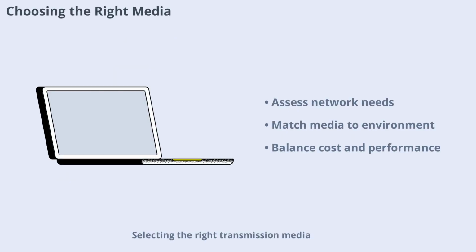Selecting the right transmission media depends on the network's requirements. Consider factors like distance, speed, cost, and security. For example, a small office might use twisted pair cables while a data center relies on fiber optics. Wireless media are best for environments where mobility and flexibility are priorities. Assess your needs carefully before making a decision.